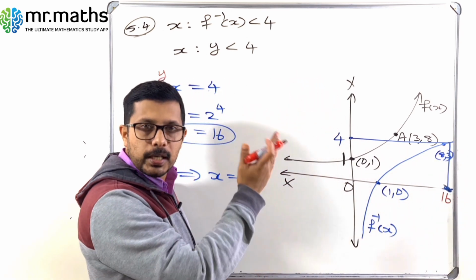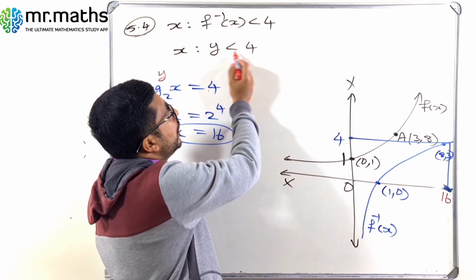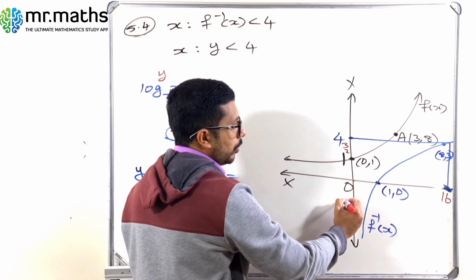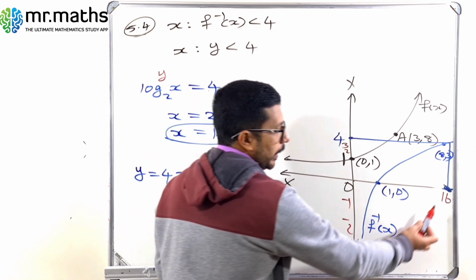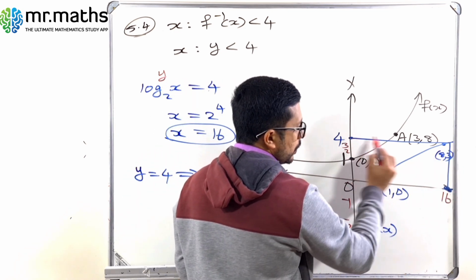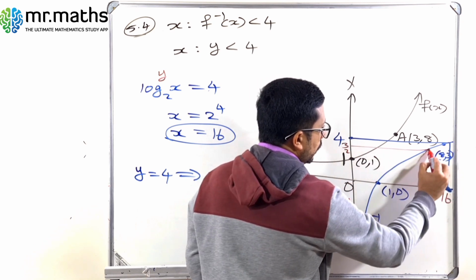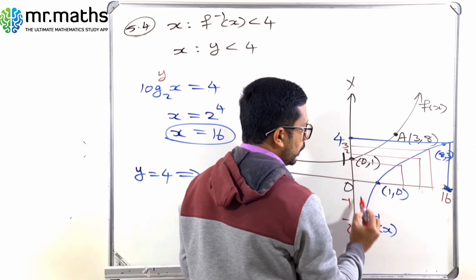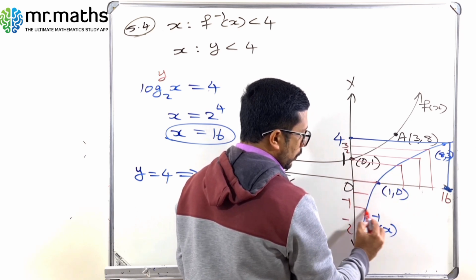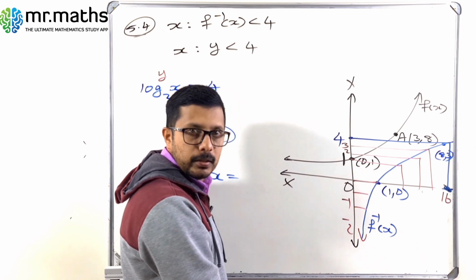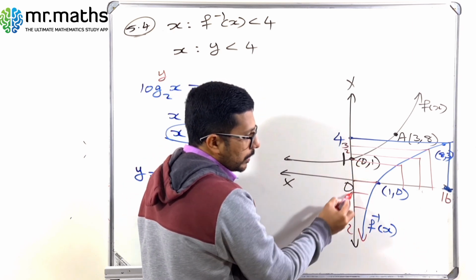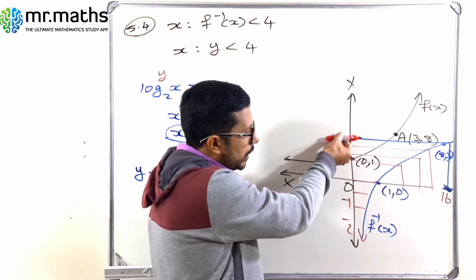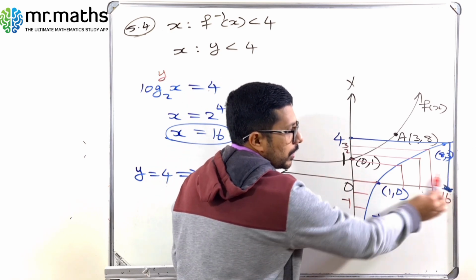So when y is less than 4, that is the question. Why? f inverse of x is less than 4. Less than 4 means 3, 2, 1, 0, minus 1, minus 2. What about the x value? When y is 4, it is 16. So when y is 3, it is less than 16. y is 2, it is again less than. y is 1, again less than. y is 0, again. And it is going like this. You understand? That means when y is less than 4, the x value is less than 16. You understand? When y is less than 4, the x value is less than 16.